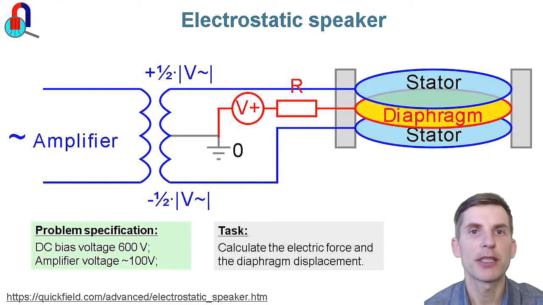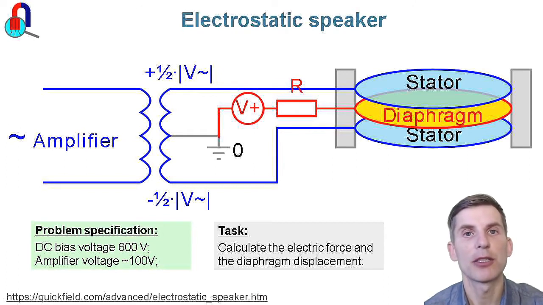Electrostatic loudspeaker simulation in QuickField. Electrostatic loudspeaker consists of the disc diaphragm and two disc stators. DC voltage is applied to keep the diaphragm at a constant potential with respect to the stators. Audio signal voltage is applied to the stators in antiphase.